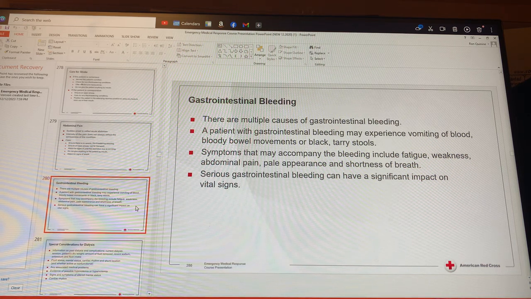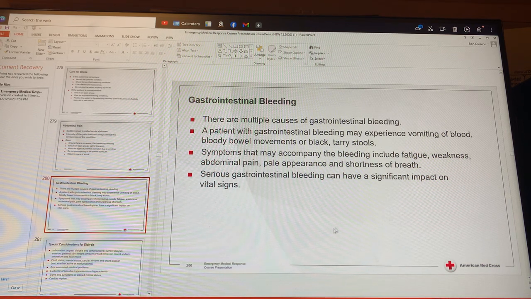Gastrointestinal bleeding. There are multiple causes of gastrointestinal bleeding, and these tend to be classified as either upper or lower, depending on the location of the problem with the gastrointestinal tract. Bleeding in the upper gastrointestinal tract originates in the esophagus, stomach, or duodenum. Okay? So there are multiple causes of gastrointestinal bleeding.